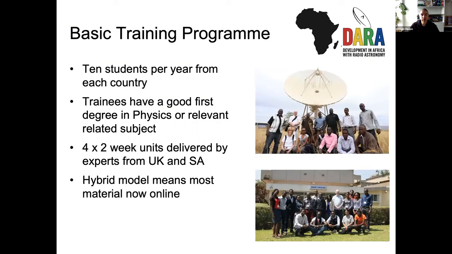So just to outline a little bit more about how the basic training program worked. In each of these eight countries or thereabouts, we were recruiting about 10 young people per year from each country. All the recruits would have a good first degree in physics or related subjects. Sometimes that was more like engineering or electronics or computing, even maths. And so we would recruit those people.